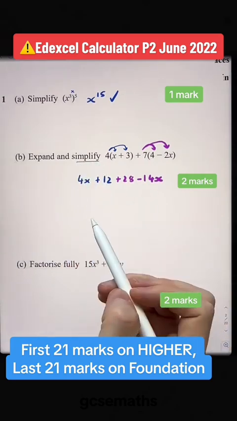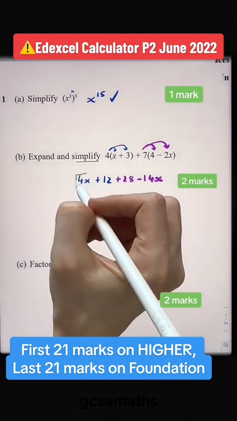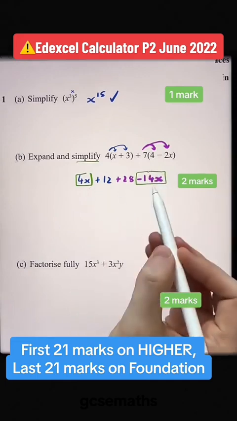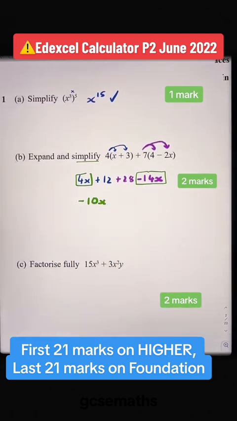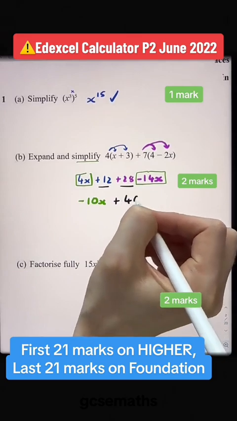Simplify means to collect like terms. Like terms have the same combination of letters. Here, looking along my line, we've got 4x, subtract 14x. They're like terms, they both end in single x. Well, 4x take away 14x will give us negative 10x. Looking at our numbers, here we've got 12 add 28. We'll simplify to give us plus 40.